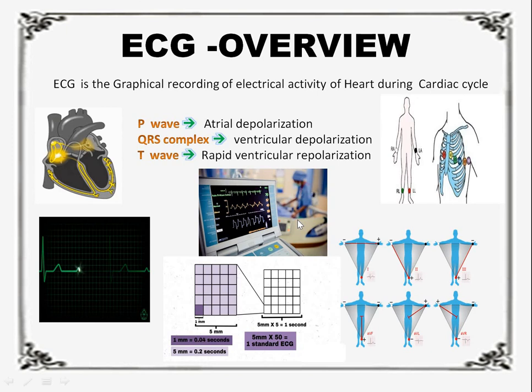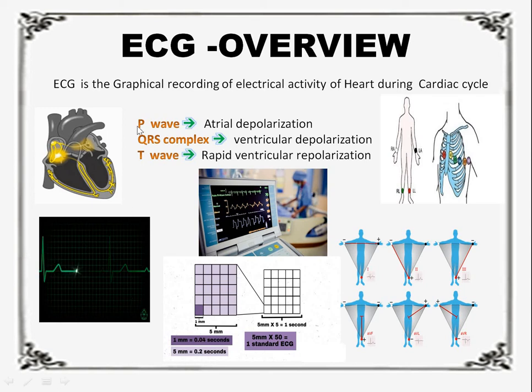Basics of ECG overview. ECG is the graphical recording of electrical activity of the heart during the cardiac cycle. The electrical signal is produced by the SA node. That electrical signal spreads to the heart by the conduction system of the heart, that is the SA node. From the SA node it passes to the AV node, bundle of His, right and left bundle branches and Purkinje fibers. It produces the ECG waves, that are P wave, QRS complex and T wave.